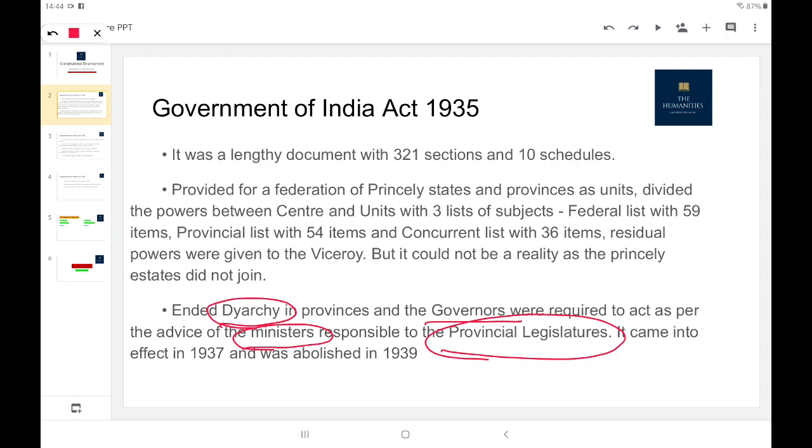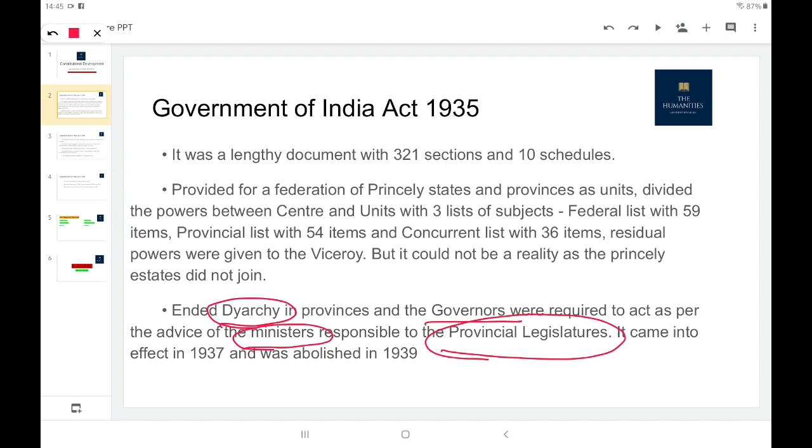The diarchy was the name given to the system when the provincial subjects were divided into two parts: transferred and reserved. We have studied that in the 1919 Act. We have made a video on that act especially, and I will be sharing the link to the video in the description box below. You can watch that video as well.